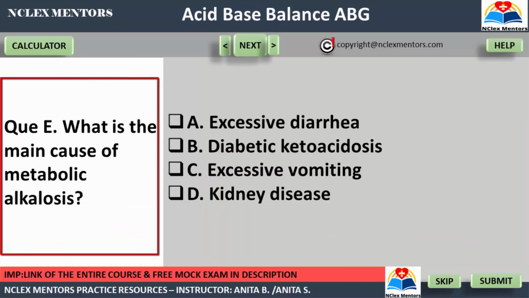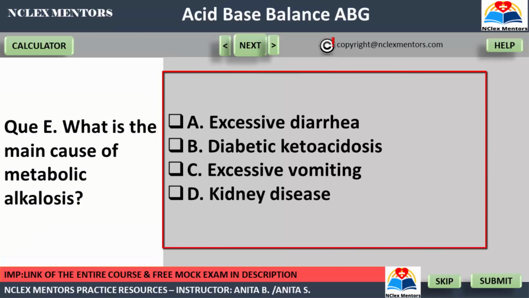What is the main cause of metabolic alkalosis? The options for this question given on the screen are A. Excessive diarrhea, B. Diabetic ketoacidosis, C. Excessive vomiting, D. Kidney disease.